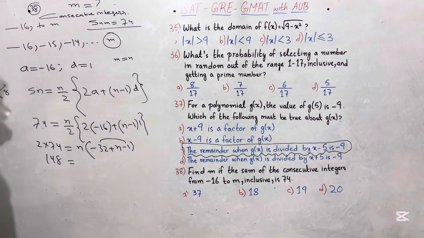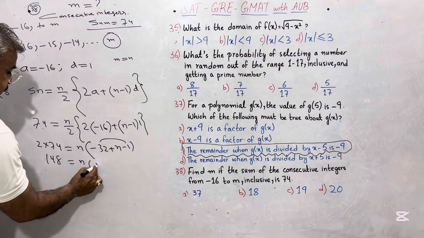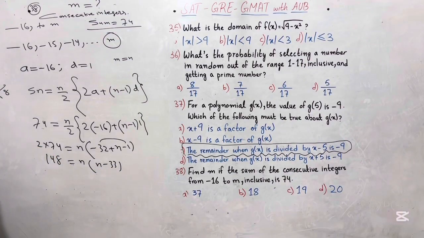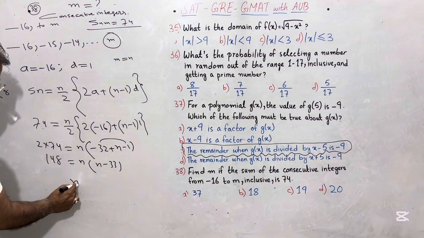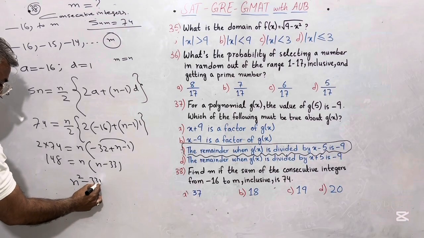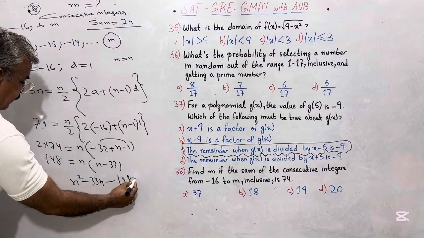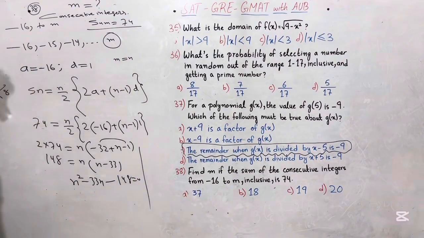And minus 32 minus 1, it will become n times n minus 33. Or it will become n square minus 33n, and shift 148 here. It will become n square minus 33n minus 148 is equal to 0. Factorize 148.